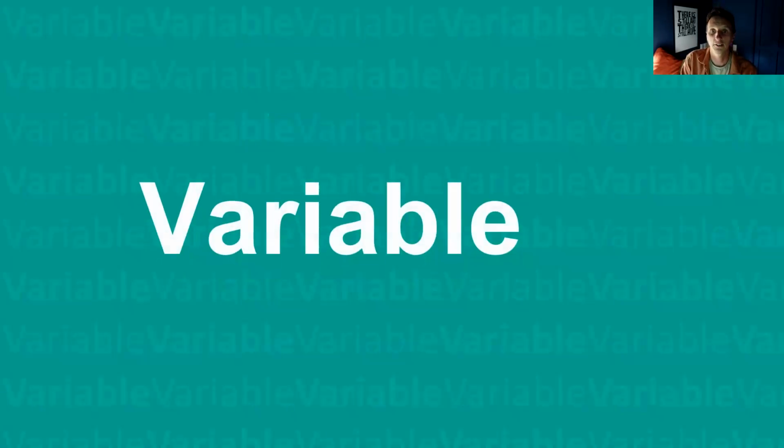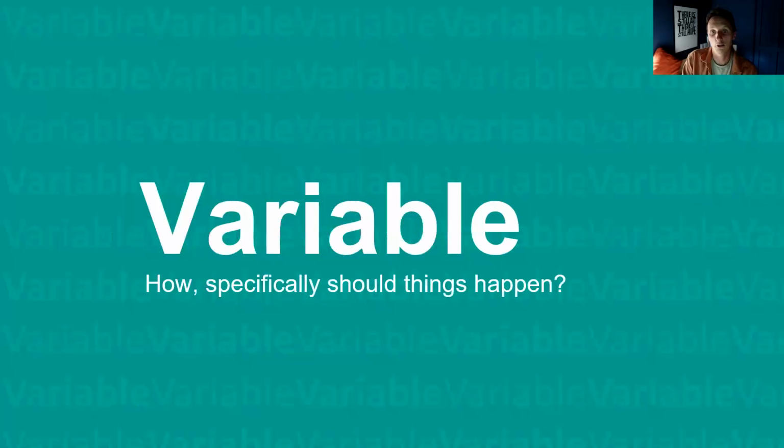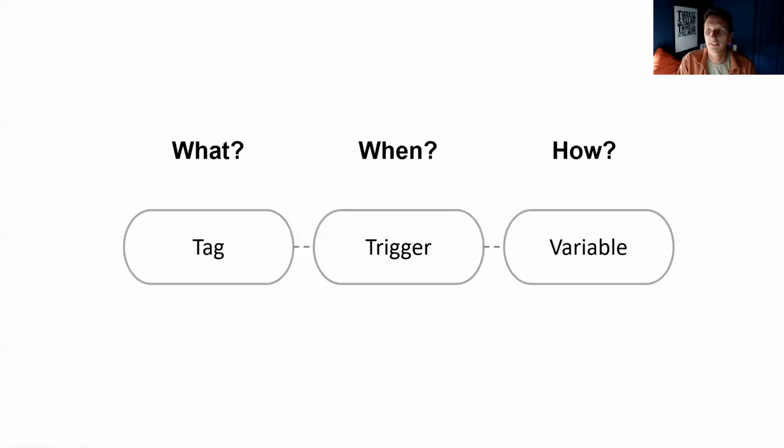So our triggers is when, and then our variables is how specifically should things happen. So with Tag Manager, you can get really, really specific about the actions the users are taking on your website, and then use the tags in response to those. And if we look at that in a different format, it's like this.